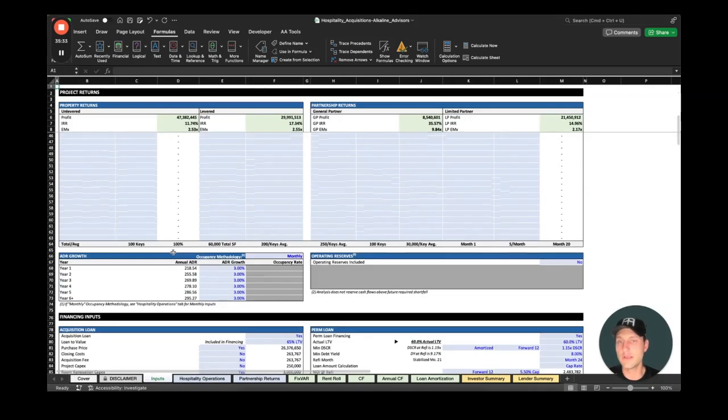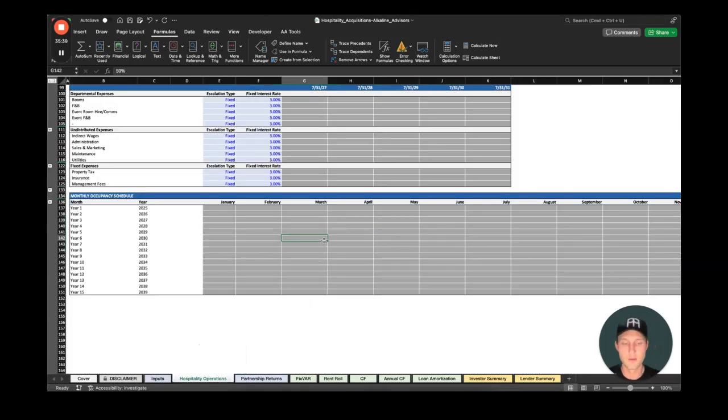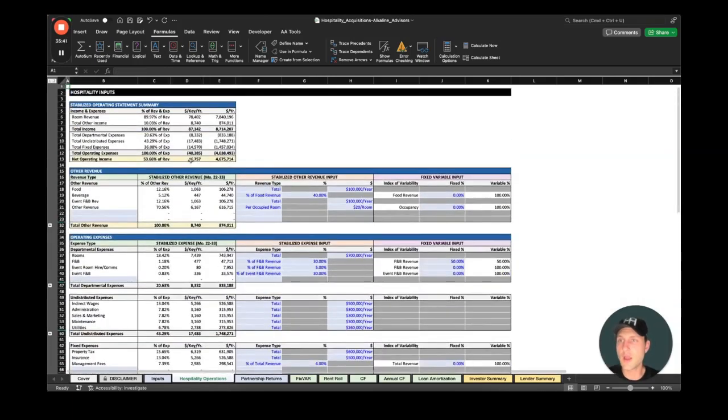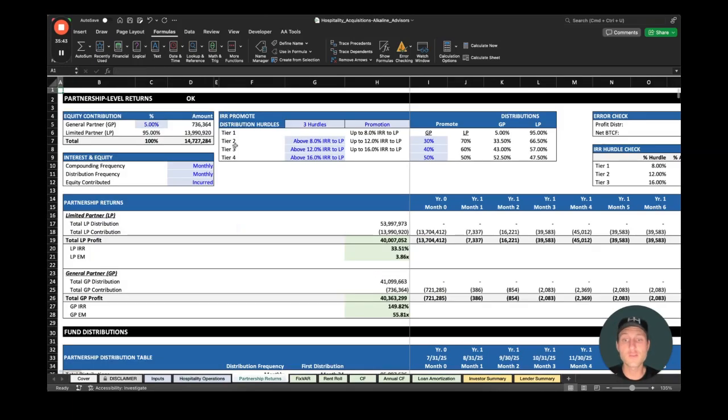What you'll do is toggle monthly if you want it. If you don't, you can click annually or static. Hospitality operations, now it's not here. So that is the hospitality operations section. Next, we'll go to the partnership returns section. In the partnership returns section, it's very straightforward.